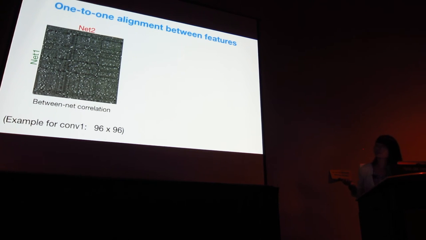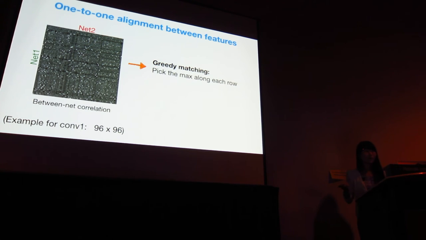Okay, now come back to this between-net correlation matrix. We are very interested in the bright areas, and these bright entries show us what we are looking for. Each of these bright entries indicates that a neuron in net 1 and another neuron in net 2 are firing for the same thing. So to find matches between two networks, a straightforward way would be to use greedy matching, where we simply pick the max along each row of the matrix. And then what we'd like to do is to pick a pair of matching units and visualize their function.